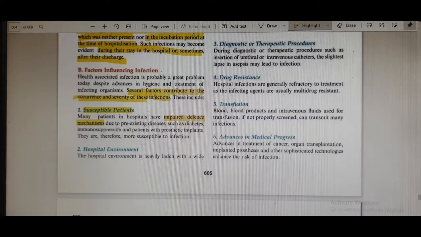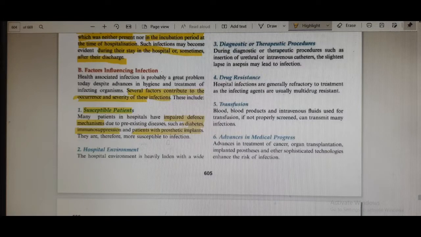So in these patients, such as diabetics, immunosuppressed patients, and patients with prosthetic implants, they have a very low immune defense system. Diseases like diabetes or immunosuppression mean that the immune system is being suppressed or stopped, not completely, but it is not working at the moment. And for patients with prosthetic implants, prosthetic means the bone implants that are put in, or the external implants or metal rods that are placed in the human body, which are called prosthetic implants.